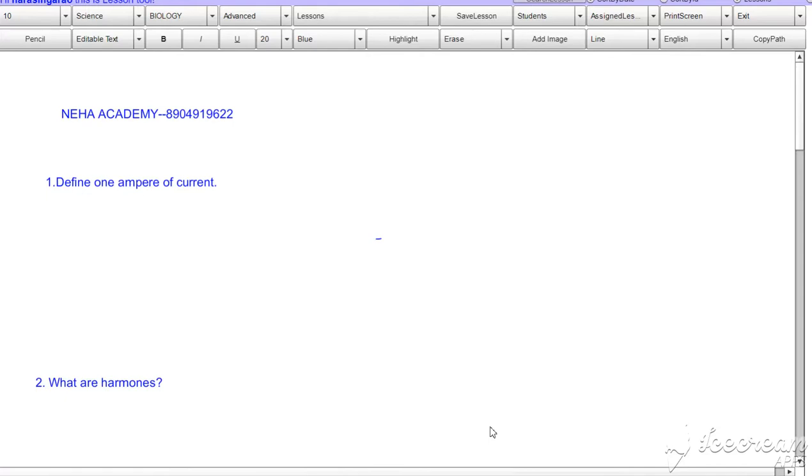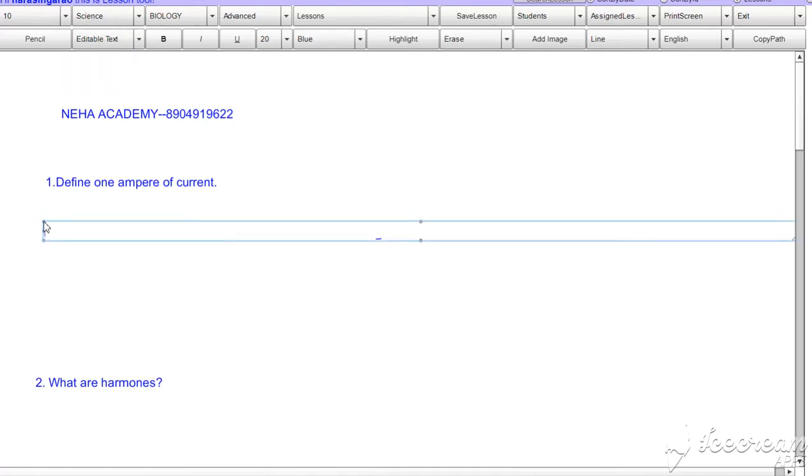So the first question you can see over here is 1 ampere of current. If 1 coulomb of charge passes through a conductor in 1 second, the current is said to be 1 ampere. So if you know the answer, somebody can type over there.